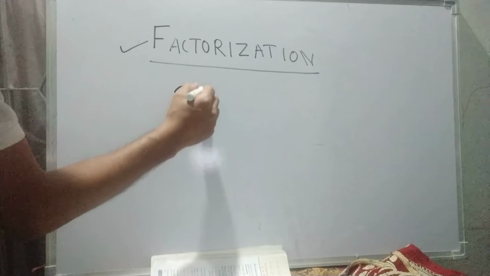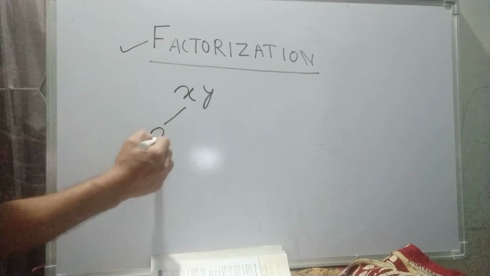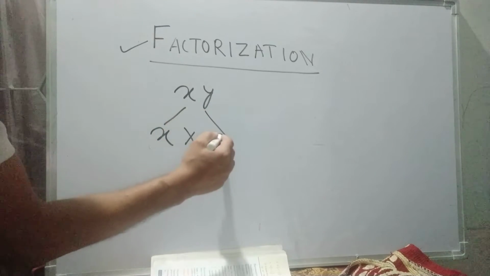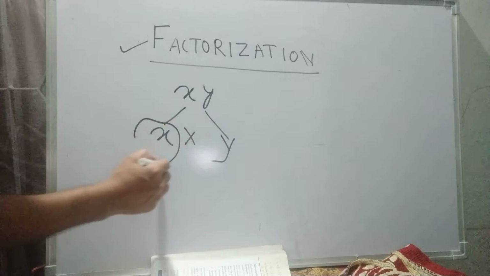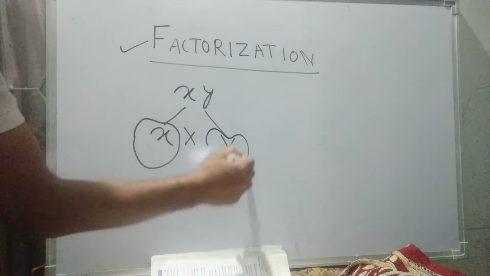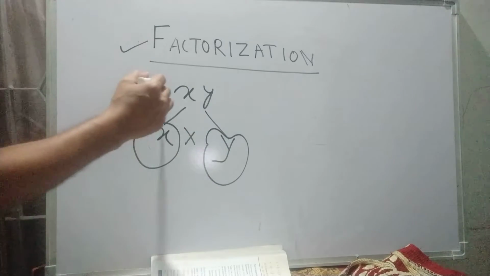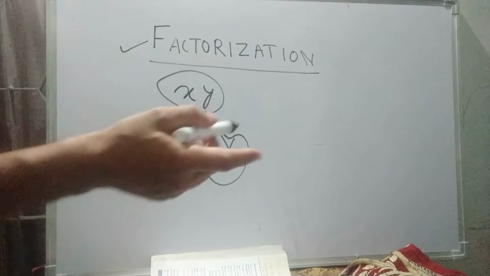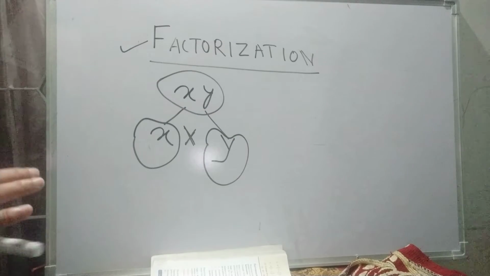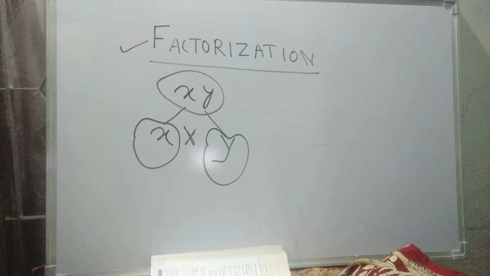Suppose I have an algebraic expression xy. It is a monomial algebraic expression. If I write xy as the product of two algebraic expressions, x is one algebraic expression and y is another algebraic expression. Writing the given algebraic expression as the product of two or more algebraic expressions is known as factorization.